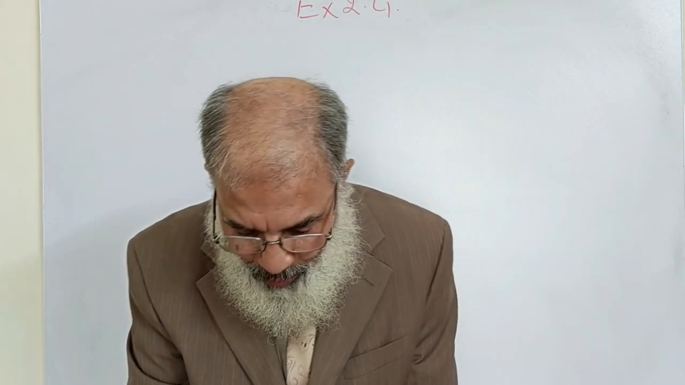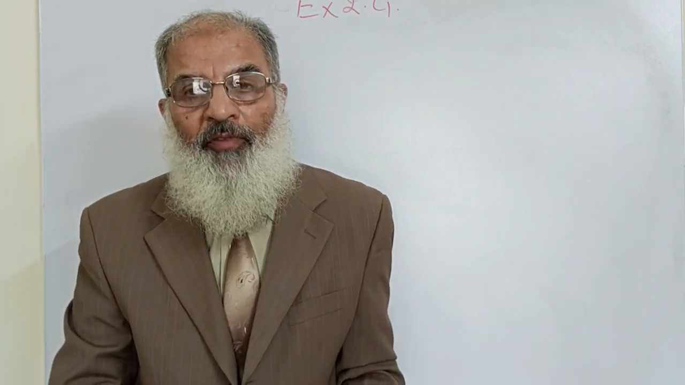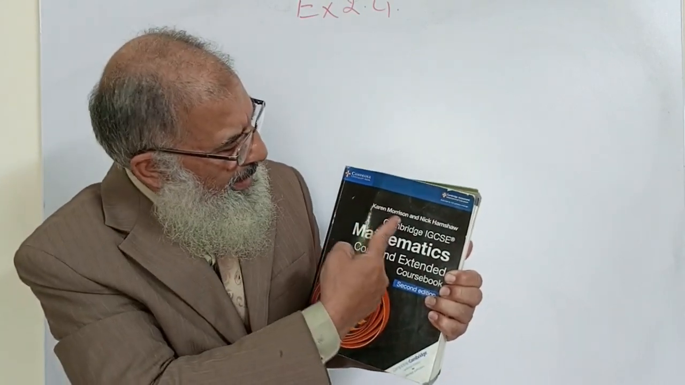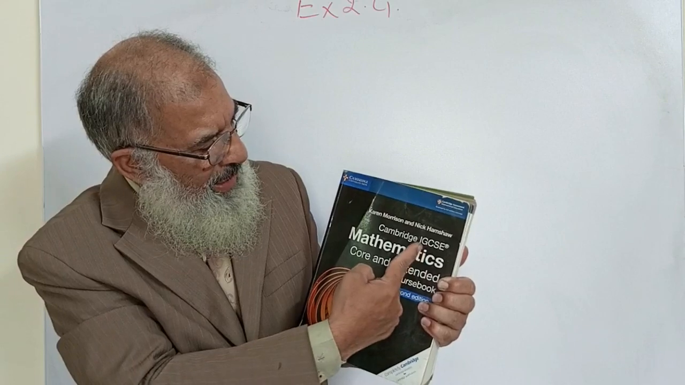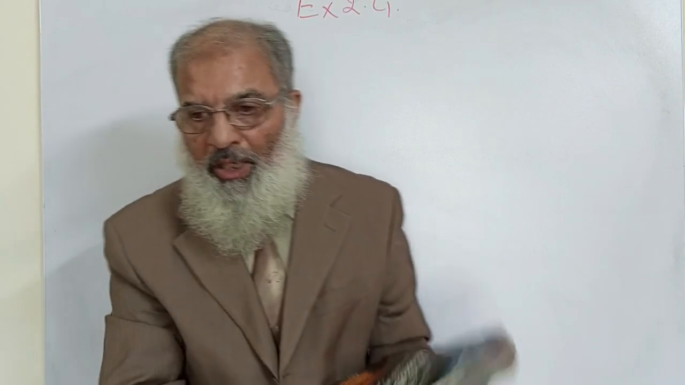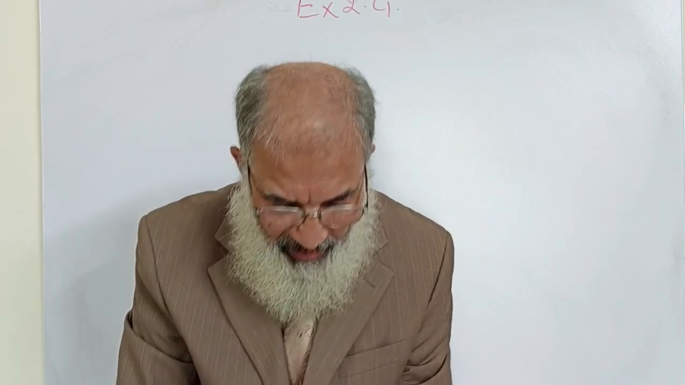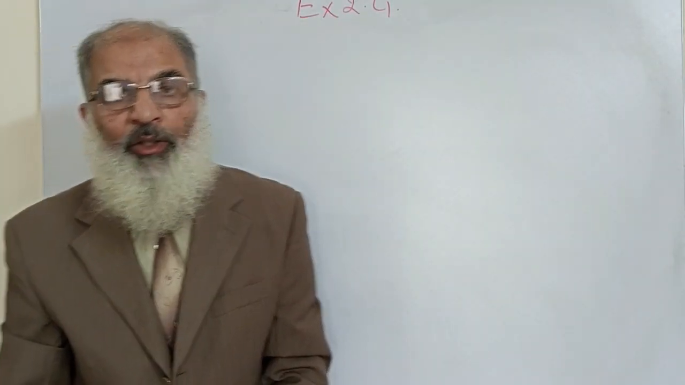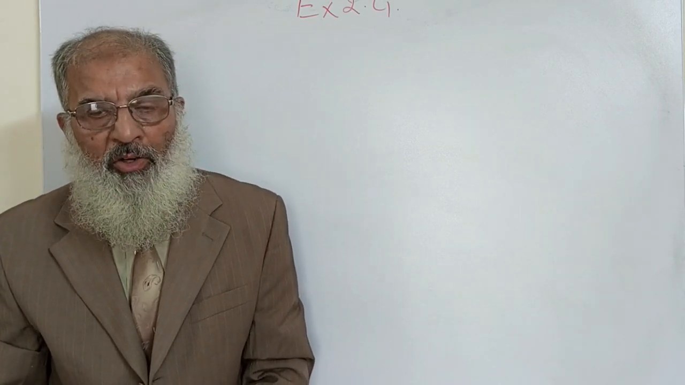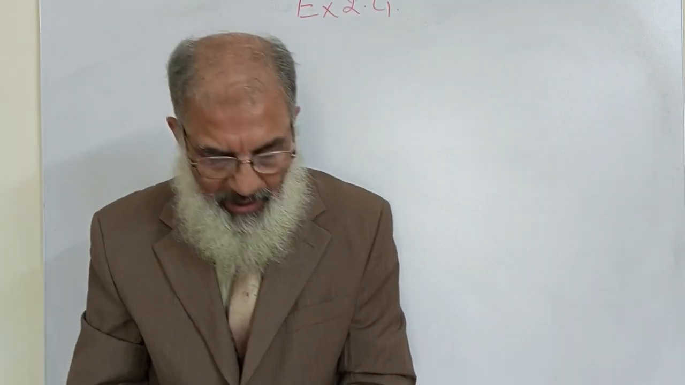The book, as I have told you, is very easy and very comprehensive. It is Aaron Morrison and Nick Hamshaw, Cambridge IGCSE Mathematics Core and Extended Course Book, second edition. This second edition is very comprehensive and very easily written and compiled. It is nothing to worry about, and those who are in IGCSE or ordinary level feel that this book is very comprehensive and very easy.